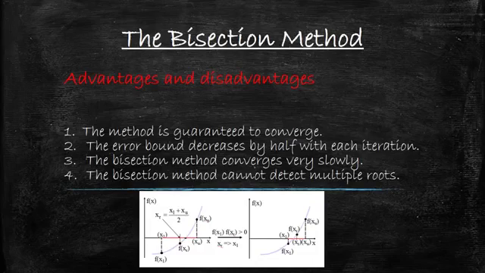The bisection method converges very slowly. It takes quite much time to converge and get the roots as compared to other methods. And the bisection method cannot detect multiple roots. It only gives one single root. As you can see in the graph, it is quite obvious.